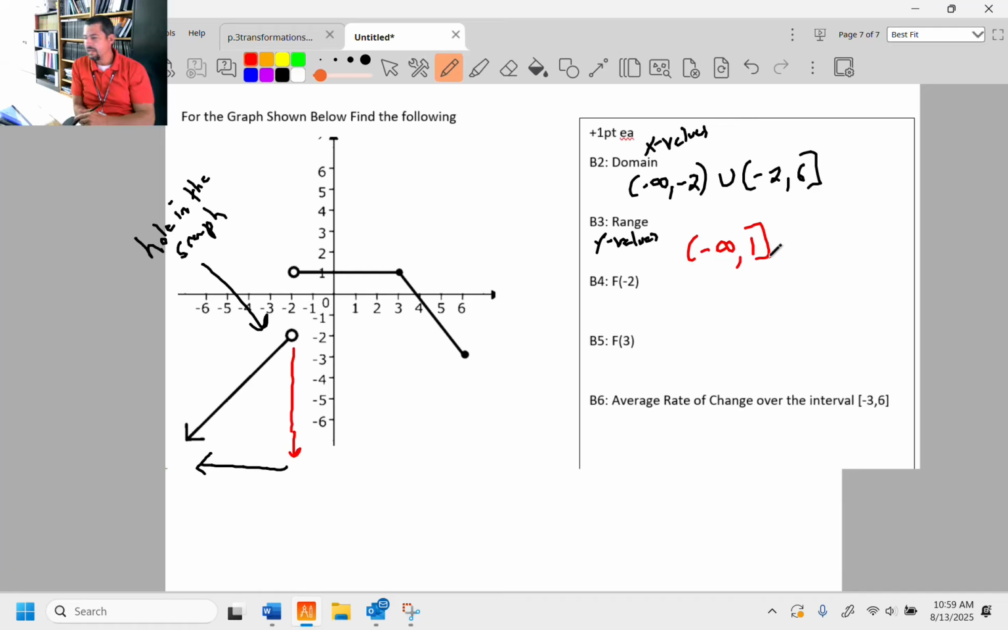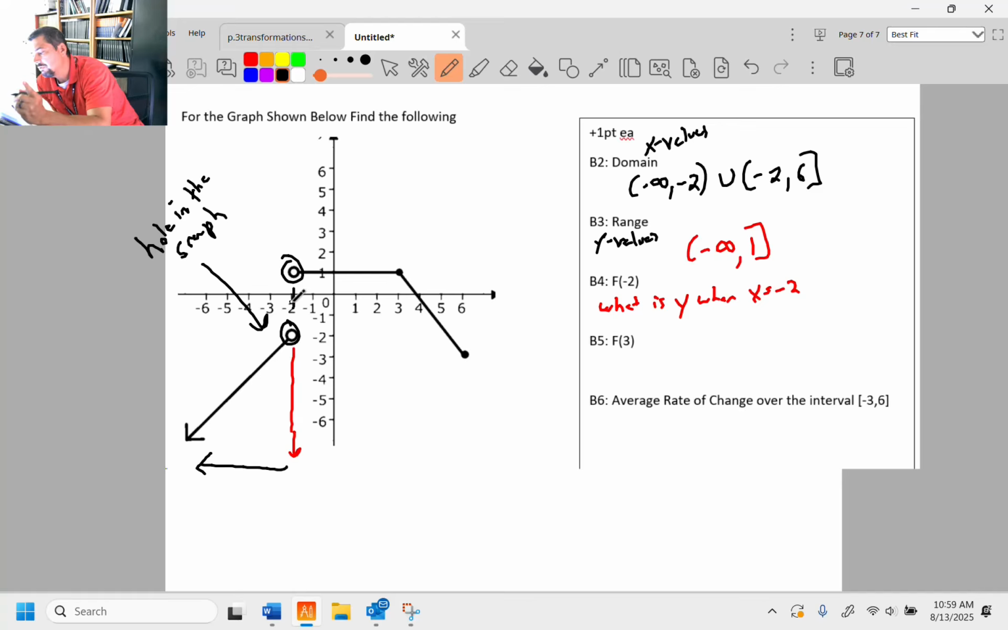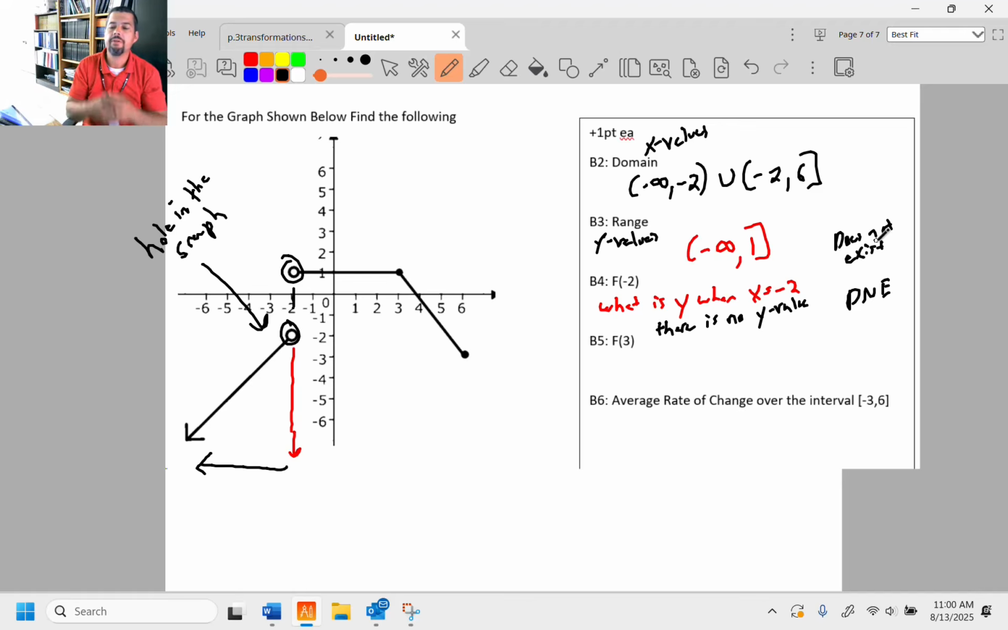All right, B4 says f of negative 2, and that is asking what is y when x equals negative 2. So I'm going to find negative 2 on the x-axis, which is right here, and I'm just going to look at these 2 points, and I see open holes. There is no y value. And what we do, because we're lazy, is we write DNE, which stands for does not exist. Because there is a hole in the graph. There is nothing there. Okay?